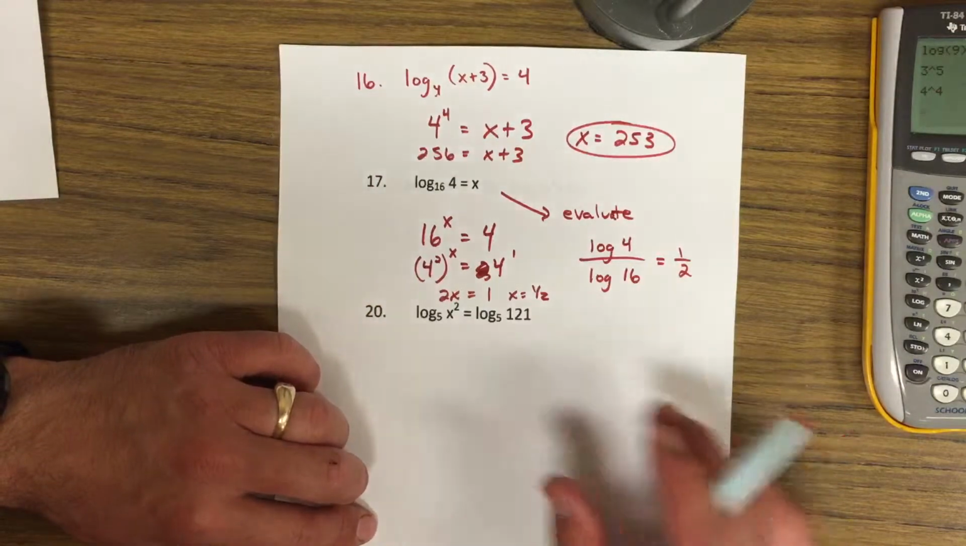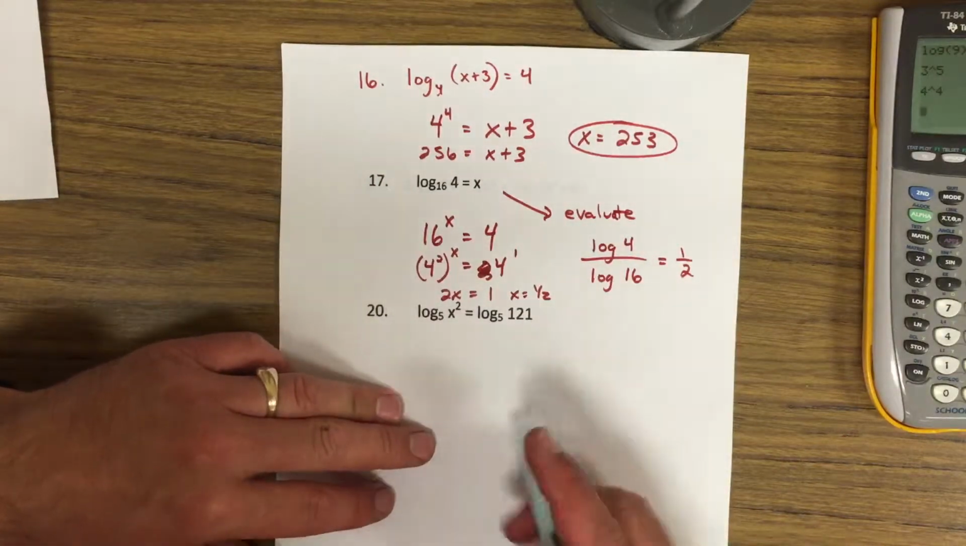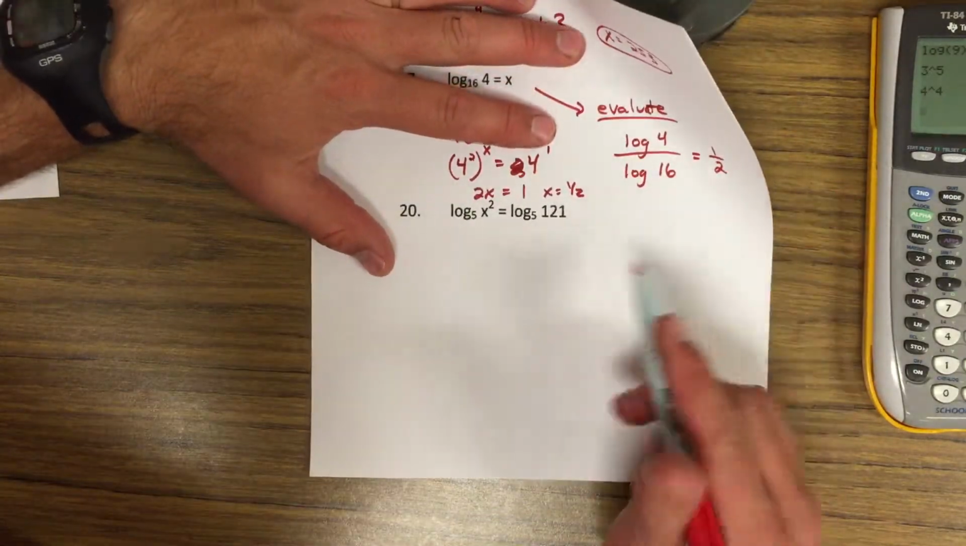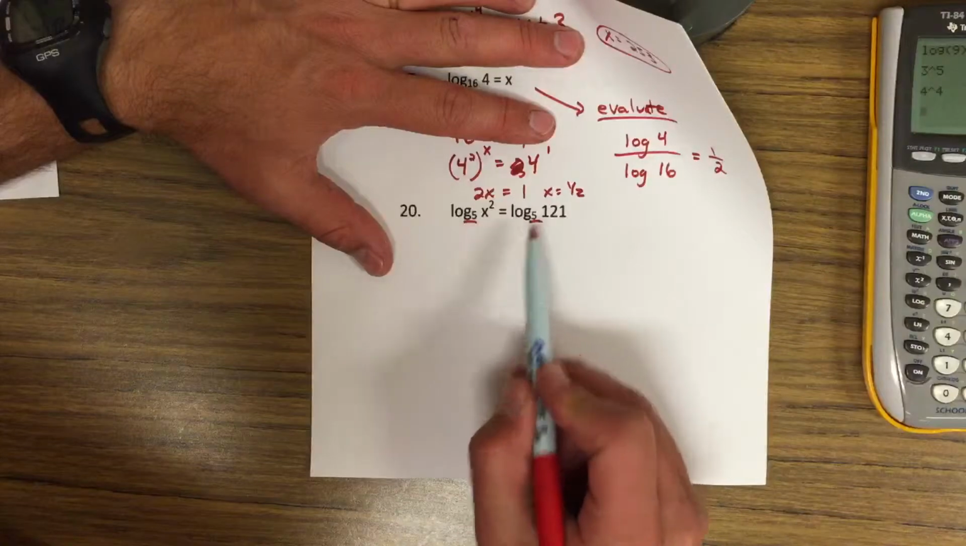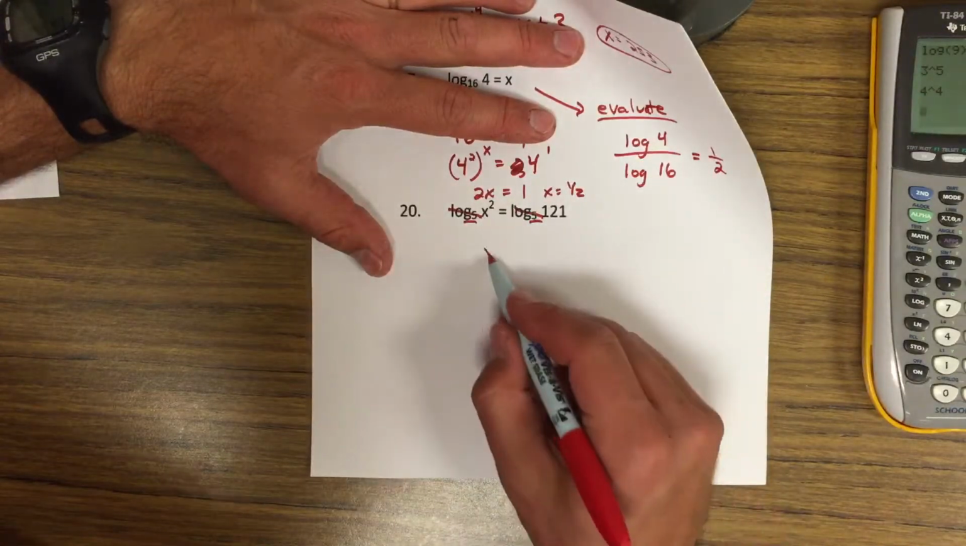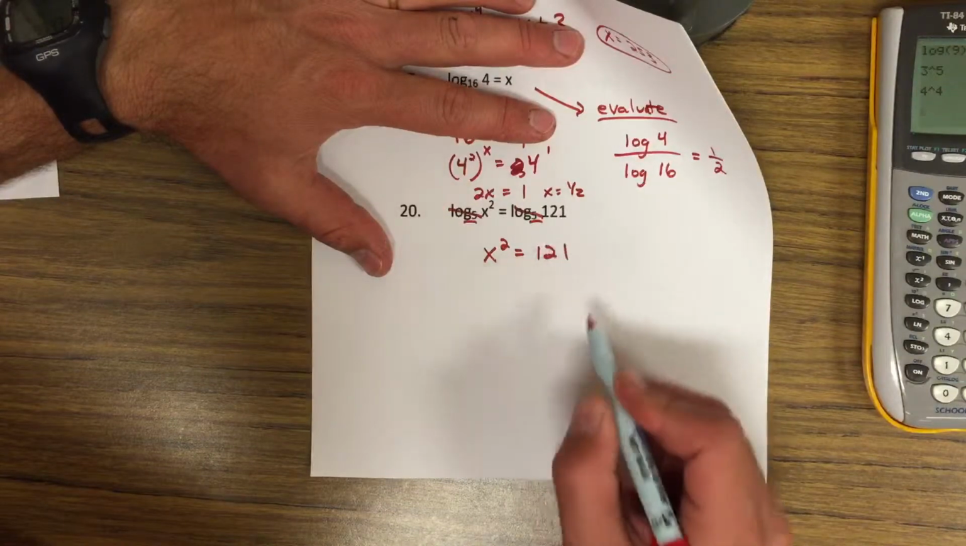So you have everything you need to find x. This is really just an evaluate problem. Down here I show this one, not that it's different, but I have log 5 and log 5, so the logs have the same base and I can cross those out. So x squared equals 121.